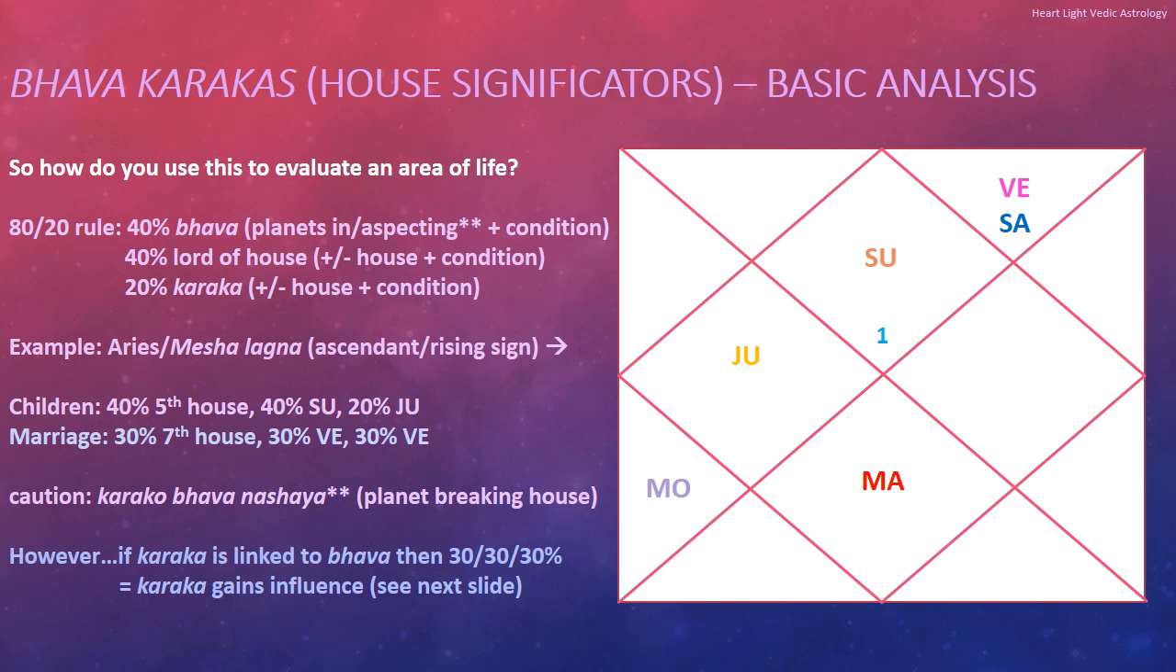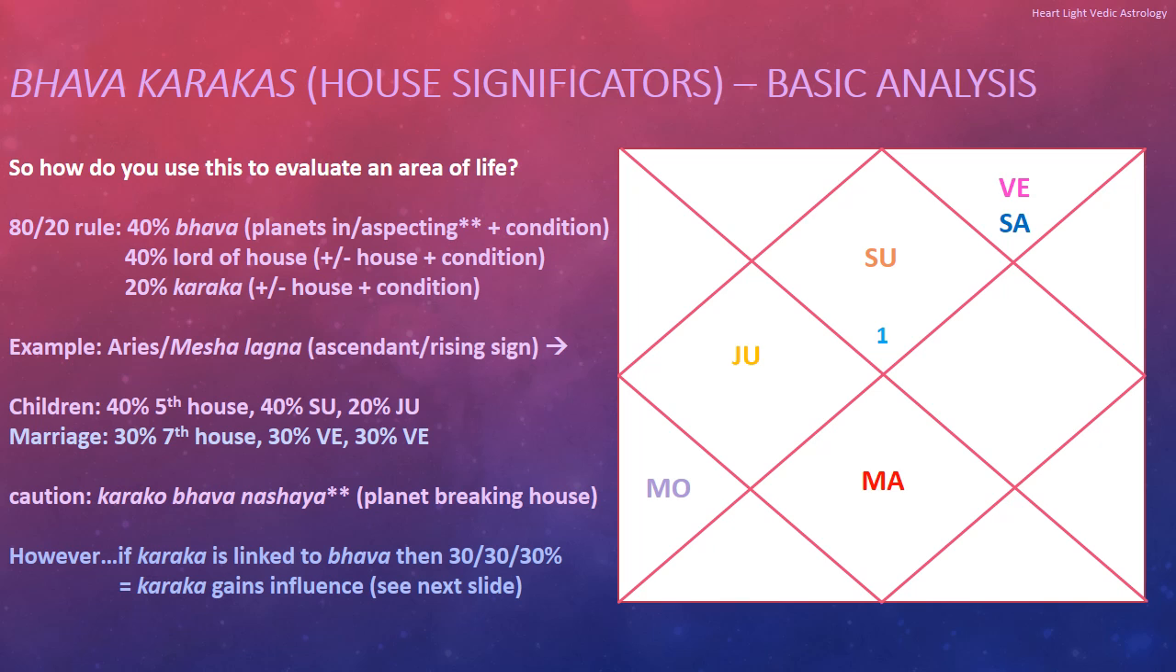So this karaka, again, where did the karaka go? Did it go to a positive or negative house? What condition is it in? Is it combust? Is it debilitated? Is it exalted? Is it with malefics? Is it with benefics? Is it eclipsed? Combust, all these things, okay? So we're going to use this little mini mock-up chart on the right as an example.